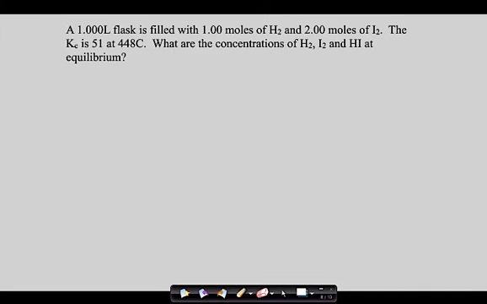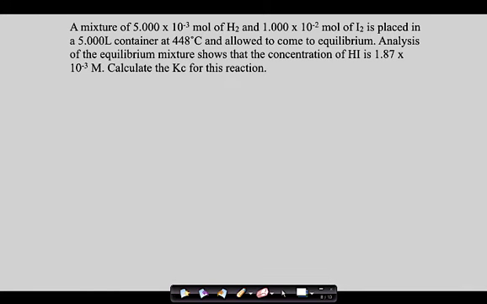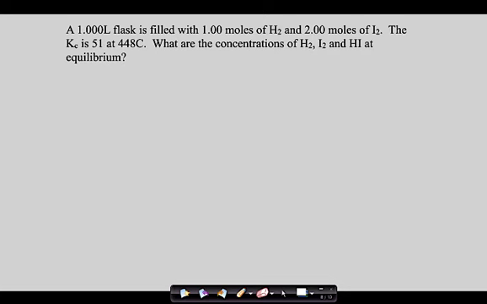1 liter flask, 1 mole of hydrogen, 2 moles of iodine. So guys, same reaction as before. Why is KC not 54 point whatever we figured out? Temperature changed. But we're going to solve this. It says now we've got a 1 instead of a 5 liter flask. You got a mole of H2, a mole of I2. KC is this. What's it do at equilibrium?